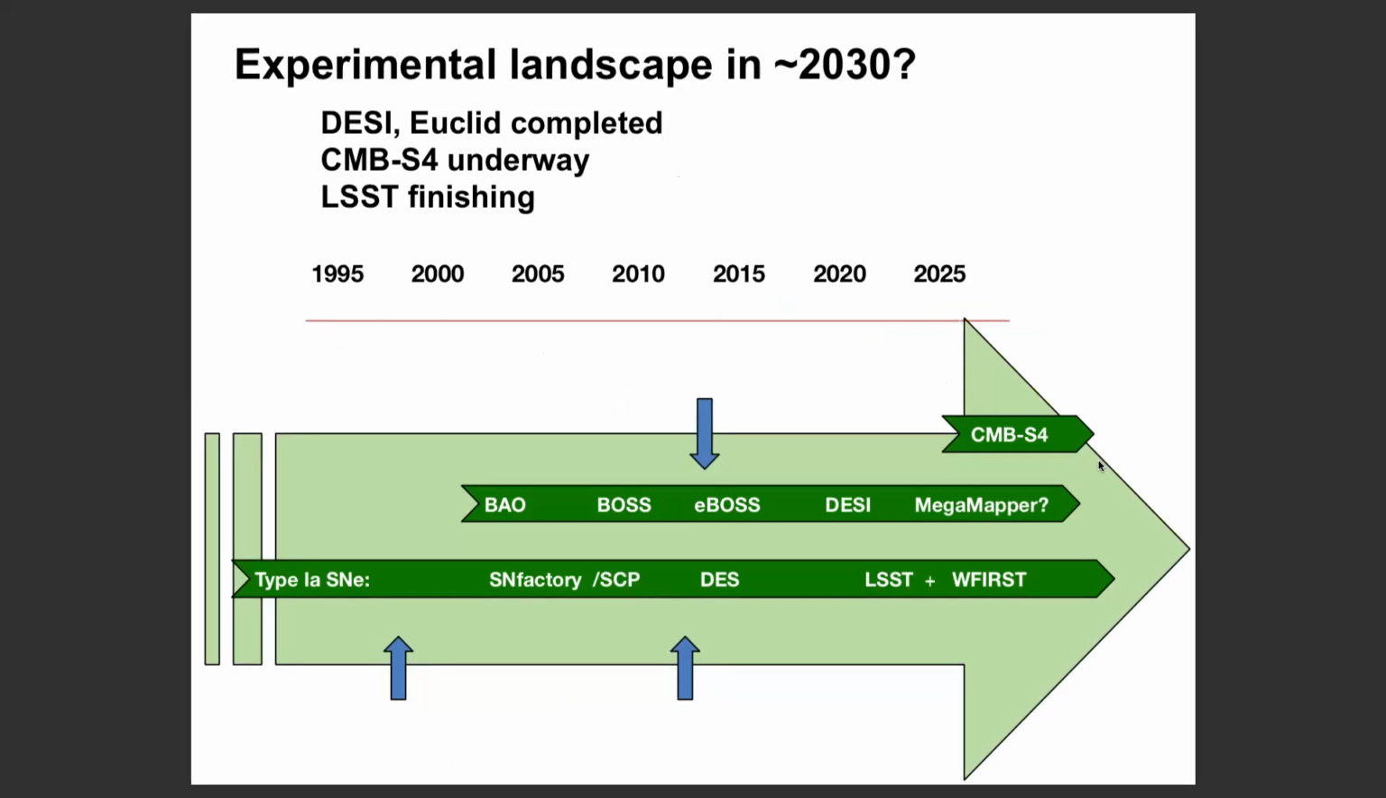You can ask what the experimental landscape will be for these redshift surveys in 2030. So hopefully DESI, Euclid, and WFIRST are completed. We have CMB-S4 underway, and LSST hopefully is well underway at that point.